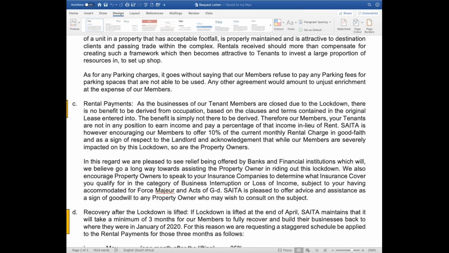All right. So now we get to the more interesting thing, which is rental payments. Now, as the businesses of our tenants are closed due to the lockdown, there is no benefit to be derived from occupation based on the clauses and terms contained in the original lease. The benefit is simply not there to be derived. Therefore, our members, your tenants, are not in any position to earn income or pay a percentage of the income in lieu of rent. CITA is, however, encouraging our members to offer 10% of the current monthly rental charge in good faith and as a sign of respect to the landlord and acknowledgement that while our members are severely impacted by this lockdown, so are the property owners.